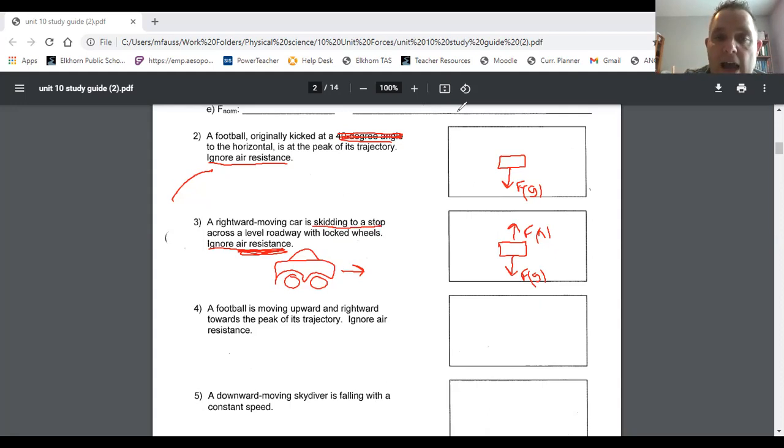It's trying to stop. So we have the force of friction, and not in the rightward, but in the leftward way. And we're going to put F of F there for me. That would be the force of friction. So a lot of people want to put that applied to the right, but in here we're skidding to a stop, so it's accelerating to the right.